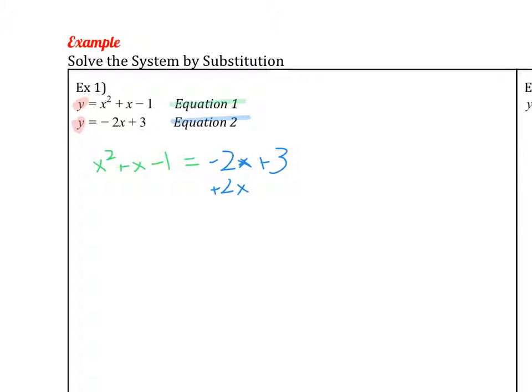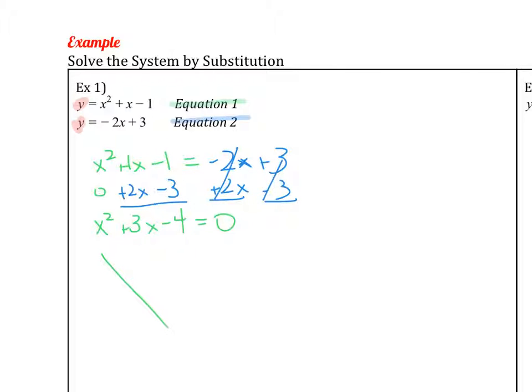We're going to add 2x to both sides, so that cancels that out, and subtract 3 from both sides. We're just moving everything to set it equal to 0. So now this is x squared, and 2 plus 1 is 3x, and negative 1 minus 3 is negative 4, and that equals 0. So we have x squared plus 3x minus 4. Of course, we go through all the checkpoints: is it factorable? Can we solve by square roots and so forth? I notice that this is factorable, because we need something that multiplies to negative 4 and adds to 3.